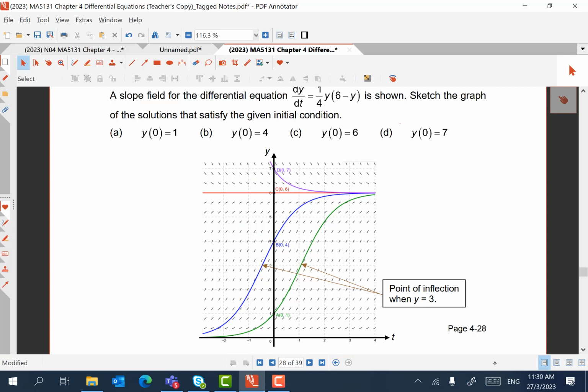Okay, can you draw your graph? And then we compare.